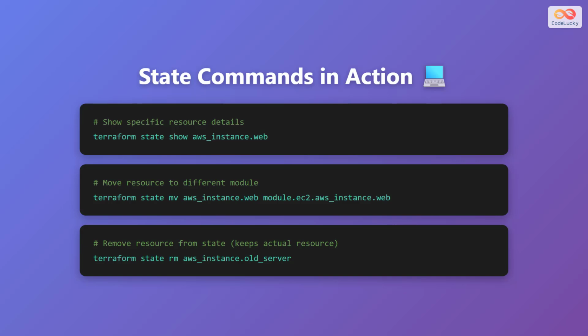Let's see these commands in practical use. To show specific resource details, you run terraform state show followed by the resource address, like aws_instance.web. This displays all attributes of that EC2 instance. To move a resource to a different module during refactoring, you use terraform state mv with the old address and the new address, such as moving aws_instance.web into module.ec2.aws_instance.web. To remove a resource from state management while keeping the actual resource running, you use terraform state rm followed by the resource address, like aws_instance.oldserver. These commands give you fine-grained control over your state without touching actual infrastructure.